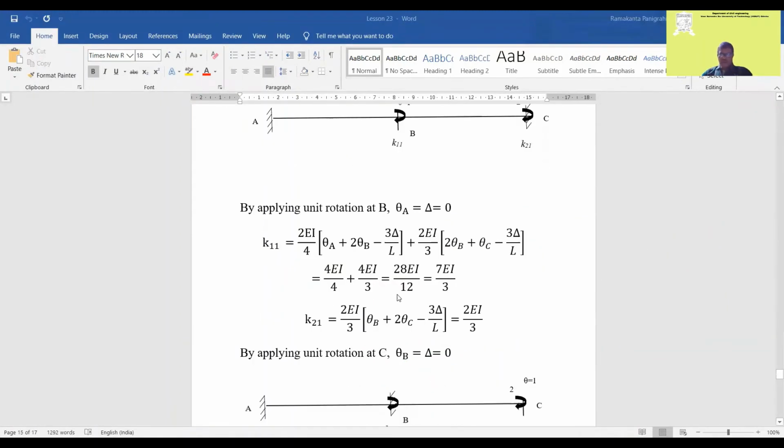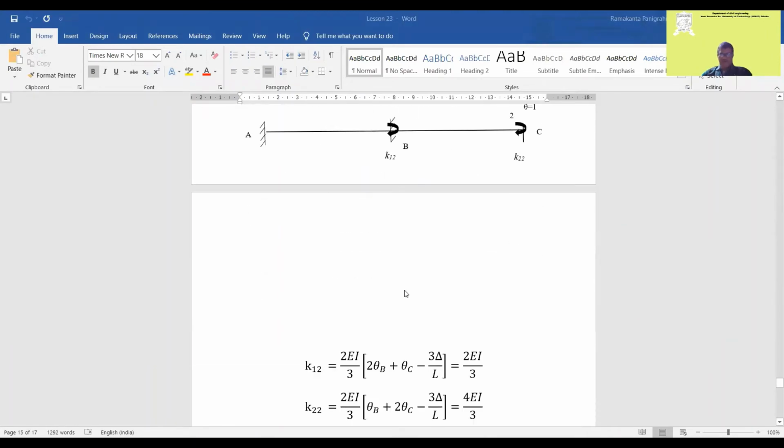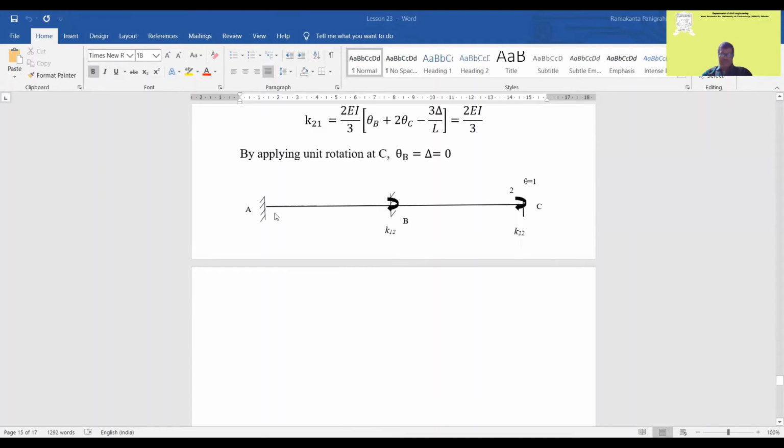So let us go to K22. If you see here, now A, B, C. These are locked. This theta is equal to 1, and here there will be no rotation. It's only locked. So you only free this and apply 1 unit at 2. Applying 1 at 2, what will develop out of 1? This will come only from this span. No contribution will come from the other span.